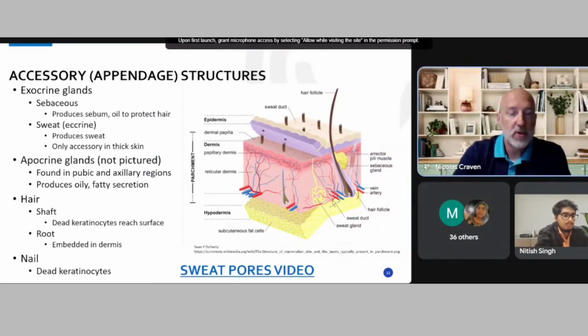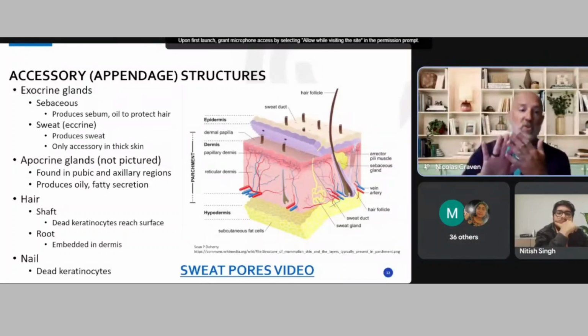Briefly talking about these accessory structures, also called appendage structures. Within the reticular layer of the dermis, like I mentioned before, you'll have different glands. There are two main types of exocrine glands, and then there are also the apocrine glands. The apocrine glands are not pictured in this image, but the exocrine glands are. There are two types of those. There's sebaceous, which produces sebum, a more oily substance that protects and coats the hair. You do not have any sebaceous glands within the friction-ridged skin, the skin on your hands and feet. You only have the sweat or eccrine glands, which produce the sweat. And like I said, that's the only accessory found in thick skin, the eccrine gland.